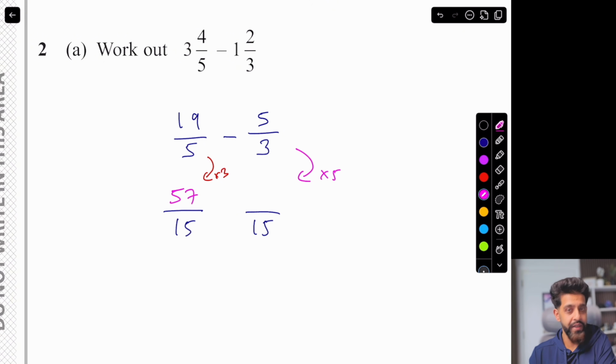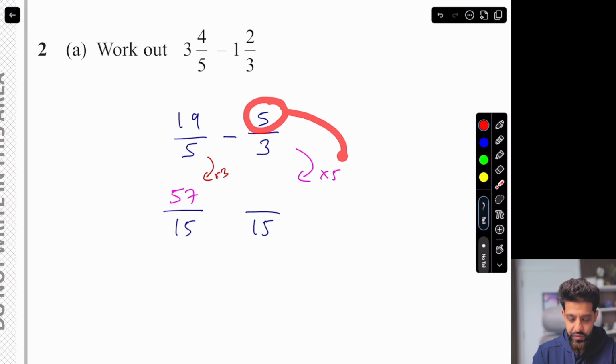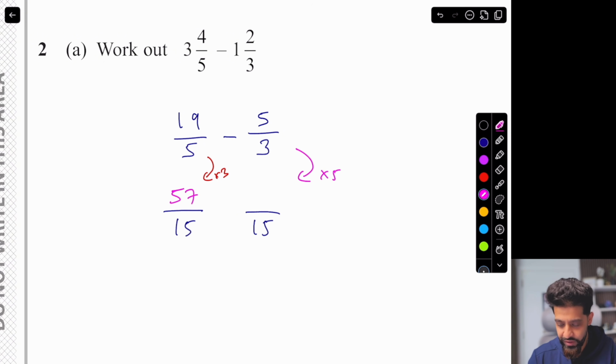See? In your head. Same thing with this one, but this one's a lot easier. 5 times 5 is 25. I'm sure you can do that. So now we have 57, take away 25. We just need to do that top.